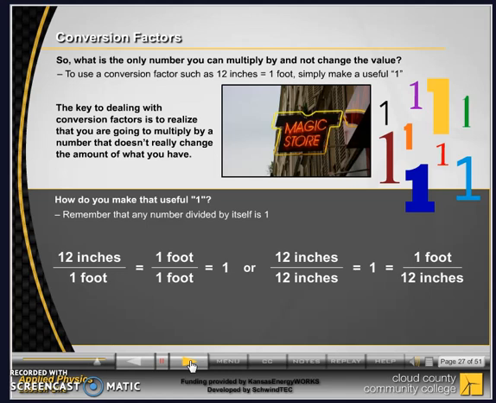Which one should you use? It depends on what you're trying to do. The unit you are trying to get rid of always goes on the bottom.